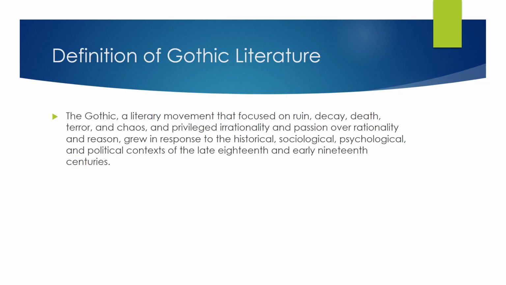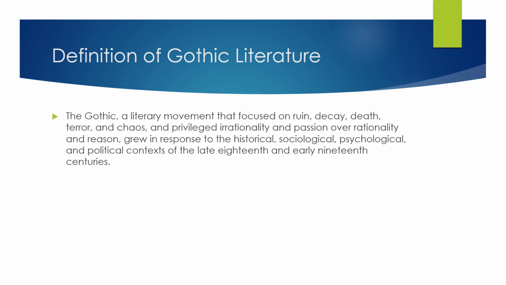So in the beginning, let's find out what it means. What is the definition of Gothic literature? The Gothic, a literary movement that focused on ruin, decay, death, terror, and chaos, and privileged irrationality and passion over rationality and reason, grew in response to the historical, sociological, psychological, and political contexts of the late 18th and early 19th century. So this summarizes everything. This puts this genre, this school, in a nutshell.